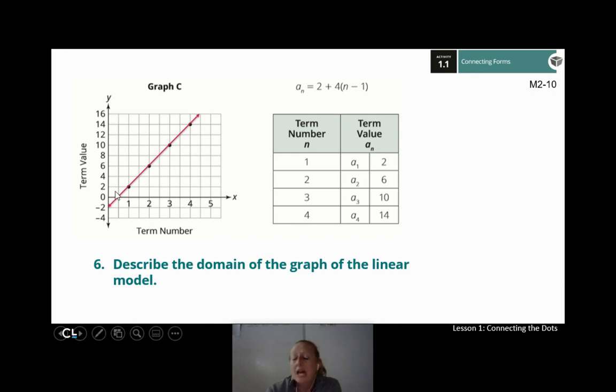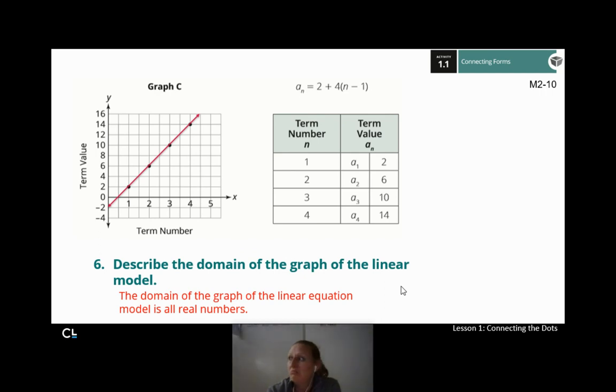So now that it's a line, it can be anything, right? It doesn't have to be 1. It could be 1.5. It could be -7 3/4. It could be anything. So I'm going to say the domain is now all real numbers.